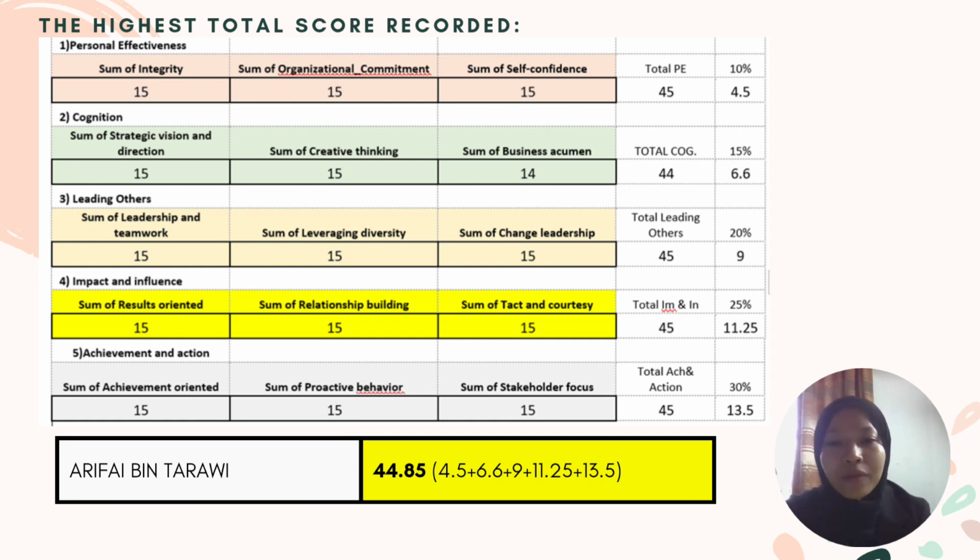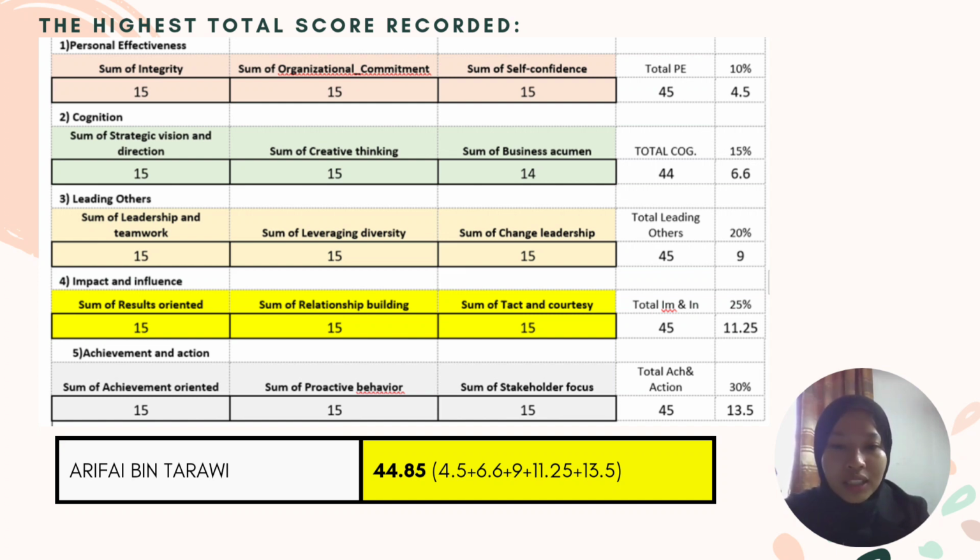And adding up the next competency, which is number 2, cognition. So the total we got is 44. So 15% from it is 6.6. Number 3 is total leading others, which is 45. So 20% from it is 9. And for the fourth, impact and influence competency is 45. So 25% from it is 11.25.